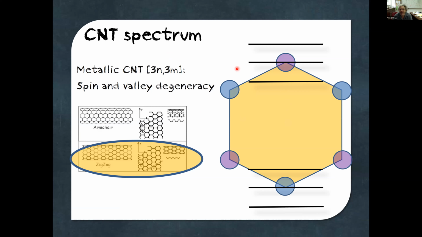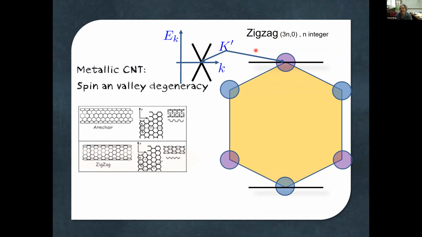So the fact that it's gapless is because these lines, in the 3N case, will cross the Dirac cones at K prime and at K. So this is why we will get a gapless spectrum. This is what happens in the zigzag, 3 and 0, when we have this point.